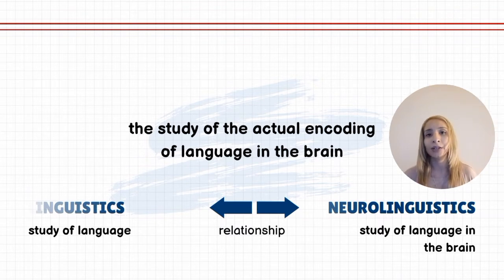Now, how is neurolinguistics related to linguistics? Linguistics is the science of the study of language, but it has several subfields. One of them is neurolinguistics. Linguistics studies language, and neurolinguistics studies language in the brain.